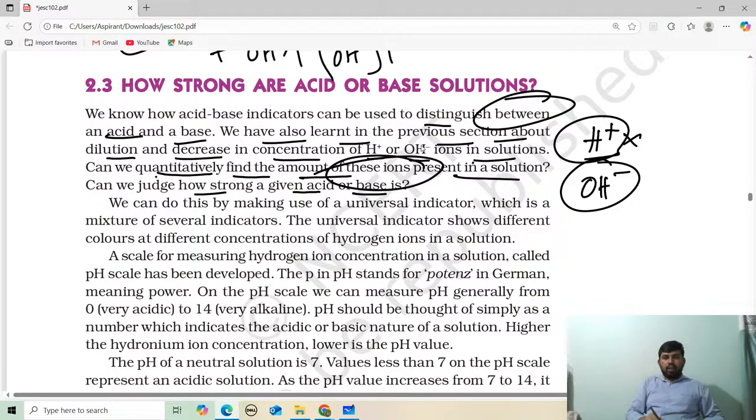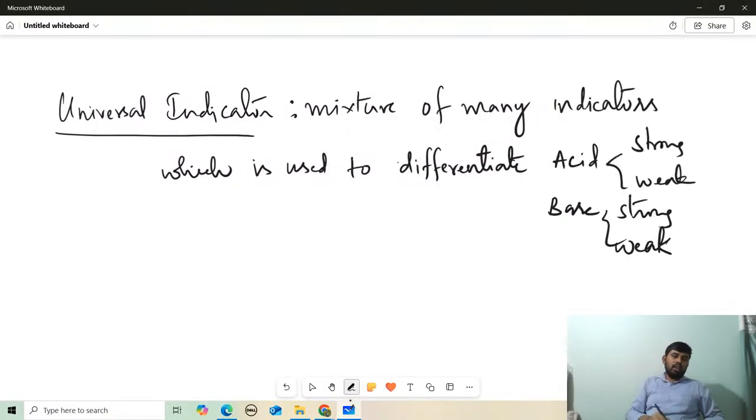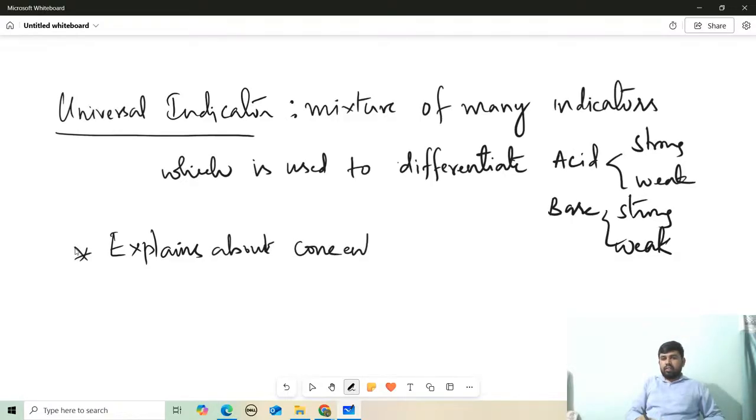We can do this by making use of universal indicator, which is a mixture of several indicators. The universal indicator shows different colors at different concentrations of hydrogen ions in the solution. So what is the specialty of this indicator? It explains about the concentration.